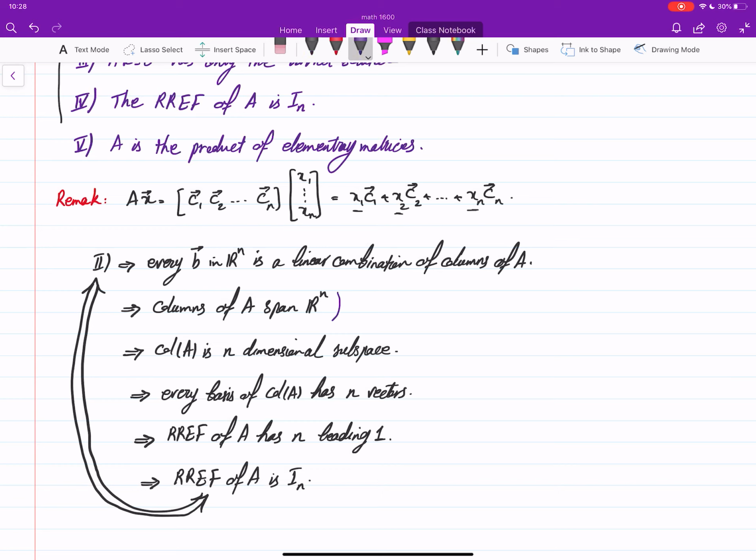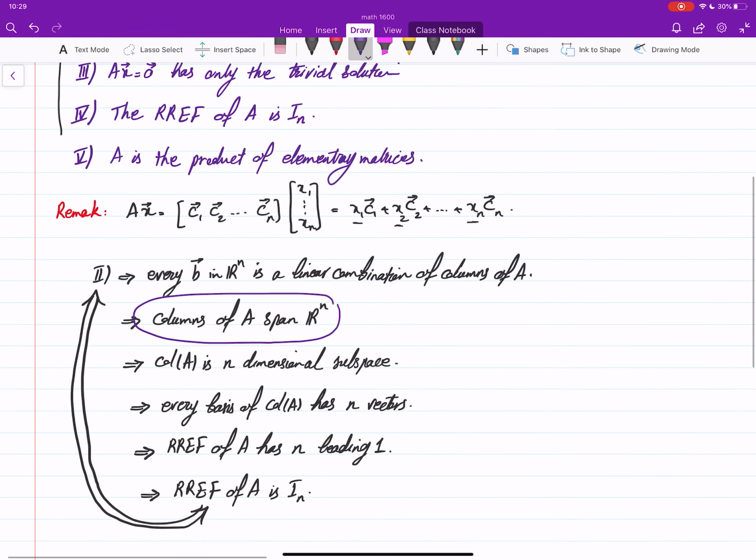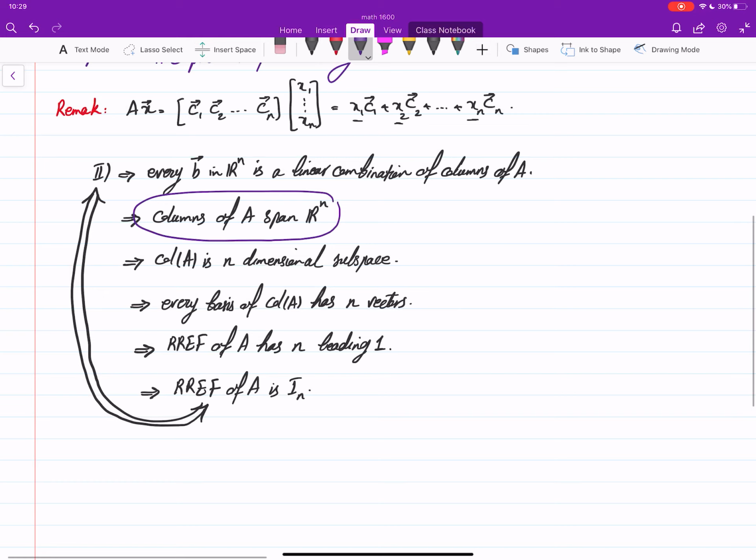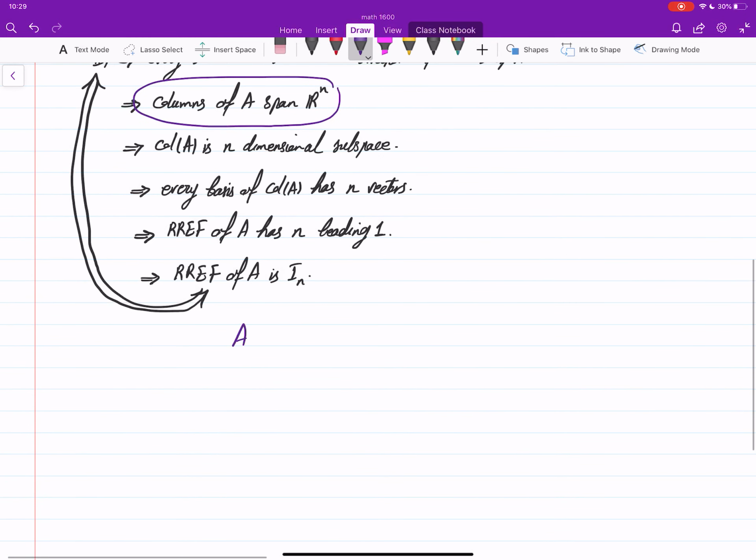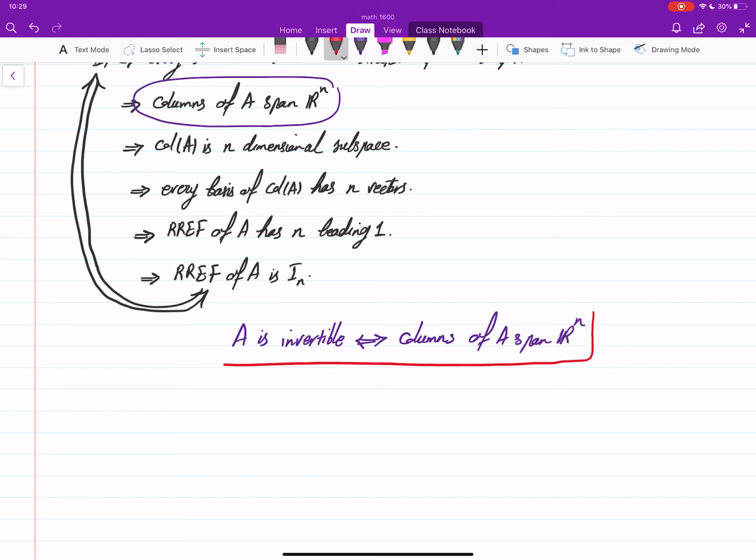In particular, the columns of A spanning Rn is equivalent to the second condition, or I can now write: A is invertible if and only if the columns of A span the whole Rn. This is a new statement. We didn't have this statement in our fundamental theorem of invertible matrices. This is now a new one, and we can use it.